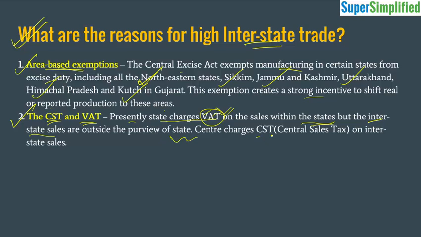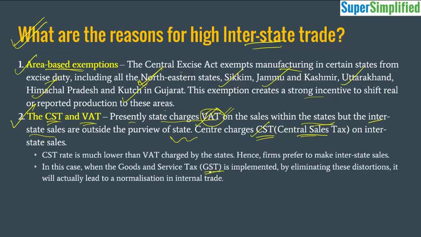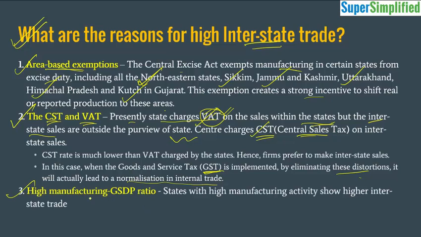In this case, what is applicable is another tax called CST, Central Sales Tax. And generally the rate of taxation of CST is much lower than VAT. So that is why interstate trade is more beneficial for the producers, right? So the point is, the present indirect tax regime is biased towards interstate trade. It promotes interstate trade indirectly. And we hope that once GST is implemented, it will eliminate these distortions, which will eventually lead to normalization in internal trade, right?